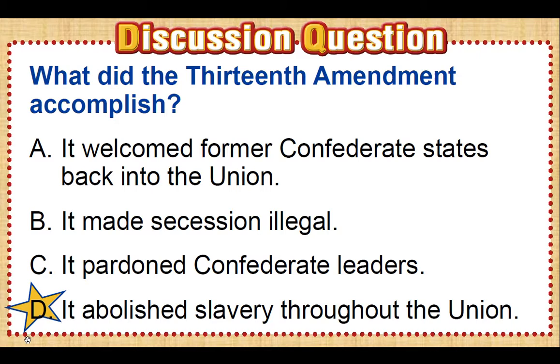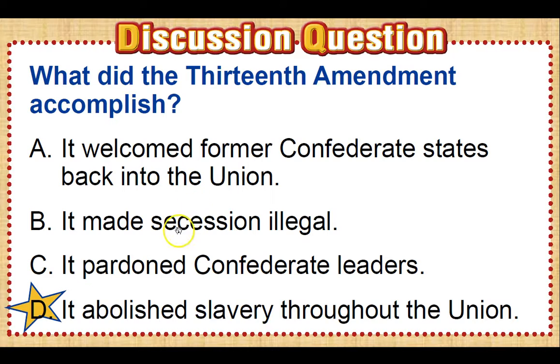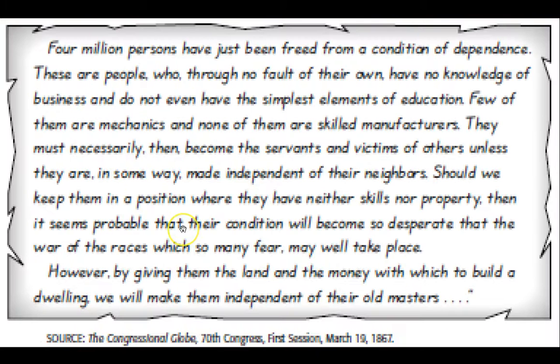We know that the Reconstruction starts off on a pretty positive note. It's the passage of the 13th Amendment in 1865 that bans slavery and gets it gone for the foreseeable future, forever to the present day. It's gone, and that's a good thing.